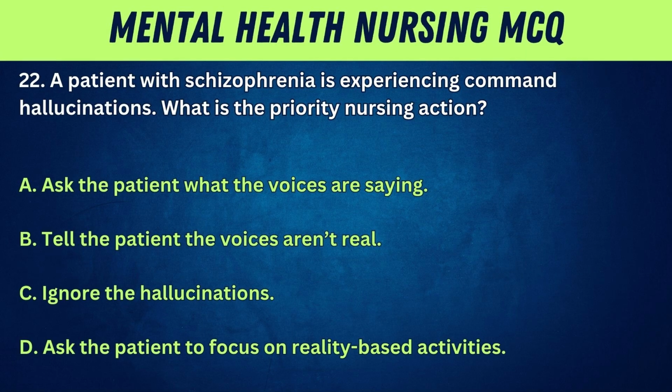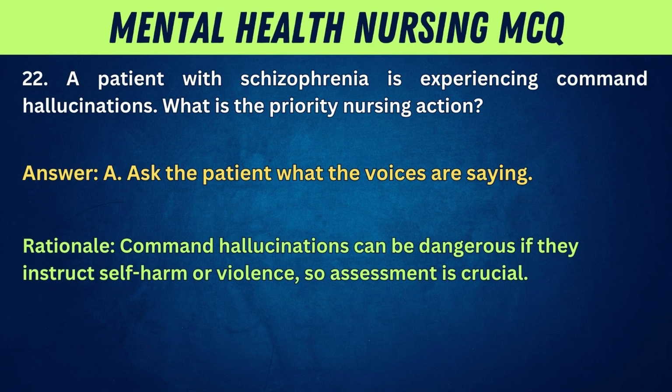22. A patient with schizophrenia is experiencing command hallucinations. What is the priority nursing action? A. Ask the patient what the voices are saying. B. Tell the patient the voices aren't real. C. Ignore the hallucinations. D. Ask the patient to focus on reality-based activities. Answer: A. Ask the patient what the voices are saying. Rationale: command hallucinations can be dangerous if they instruct self-harm or violence, so assessment is crucial.